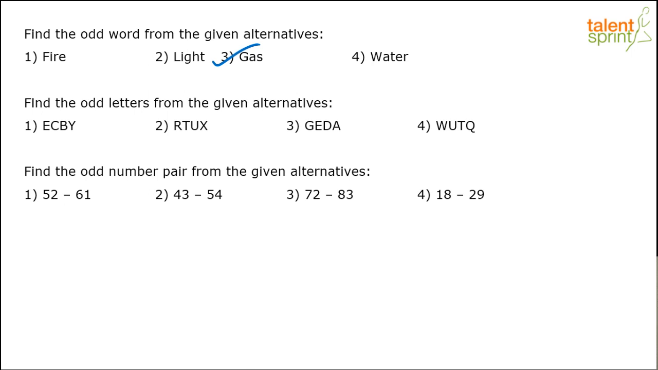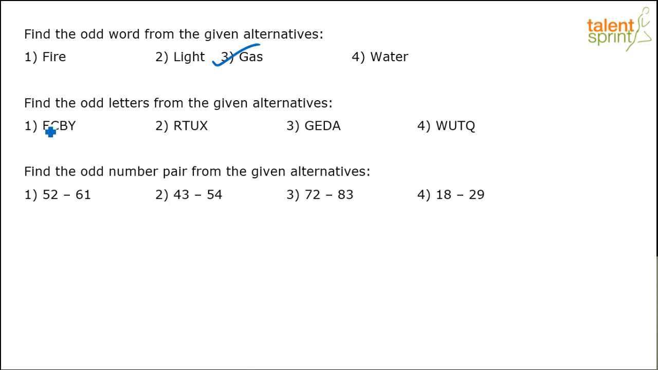Next, find the odd letters from the given alternatives. We have got words which are made up of 4 letters each, and these are not meaningful words. Some random letters have been chosen. So we got to identify the relationship between letters in each of these words, and based on that, we should classify. That's the logic which is usually used here, right? So try to find that. I think, again, it's about numerical positions. 95% of the times, the questions here are based on numerical positions. So try to do that.